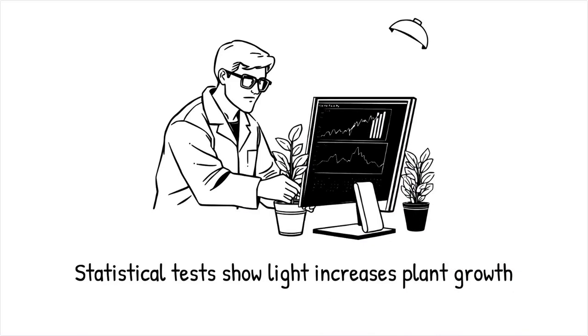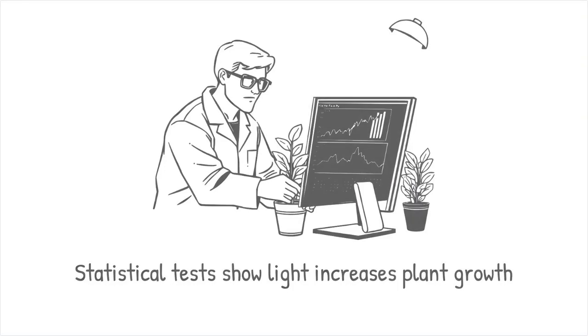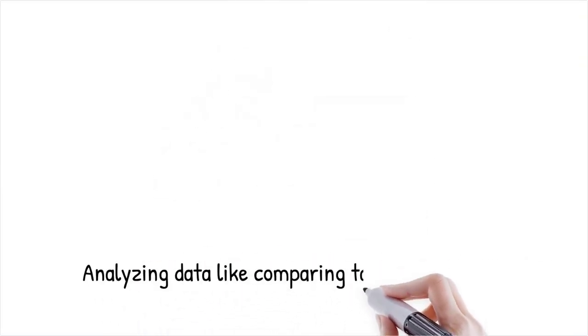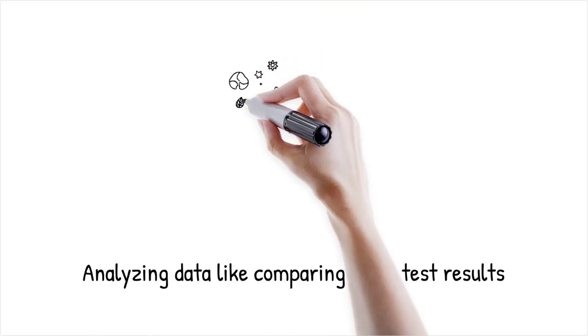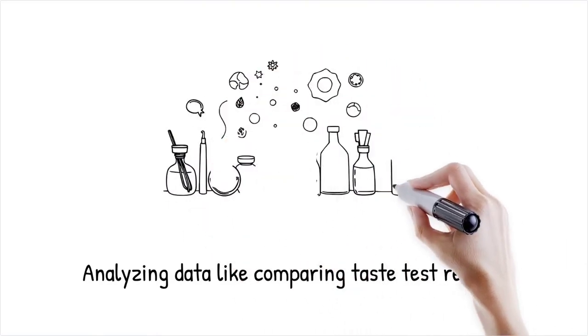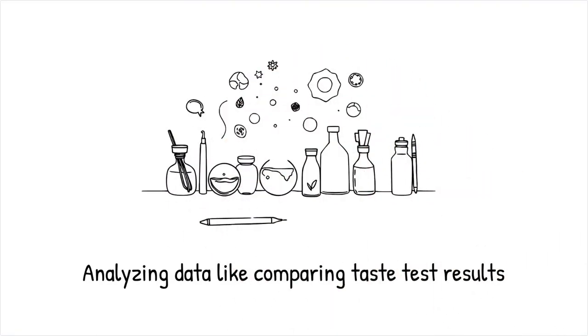Researchers might use statistical tests to compare plant growth under different light conditions, concluding that increased light correlates with faster growth. It's like comparing the results of several taste tests to determine if a change in an ingredient truly made a noticeable difference in the dish.